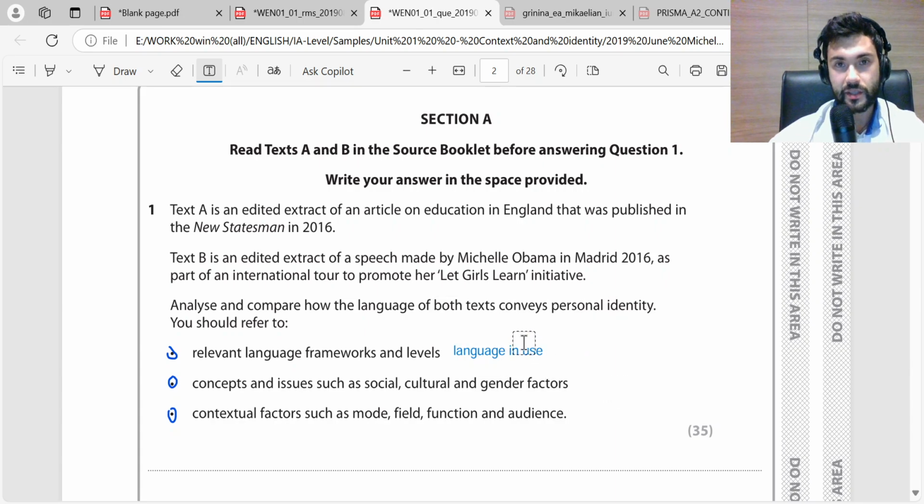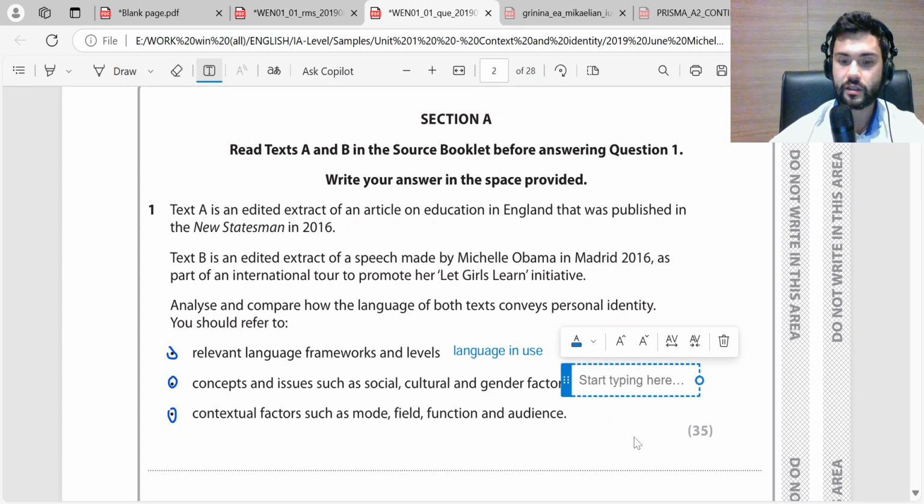Mainly, these are our examples for the point, quote, comment structures that we would like to include into our response, as many as possible, by the way, but with a good deal of selectivity. Bullet point number 2 is concepts and issues such as social, cultural, and gender factors. Let's call it identity part.